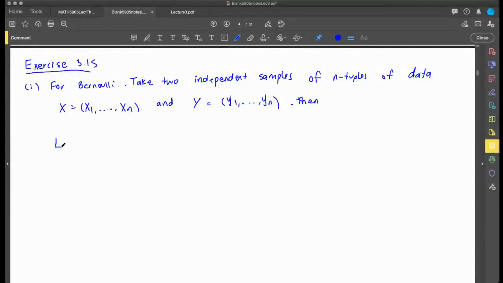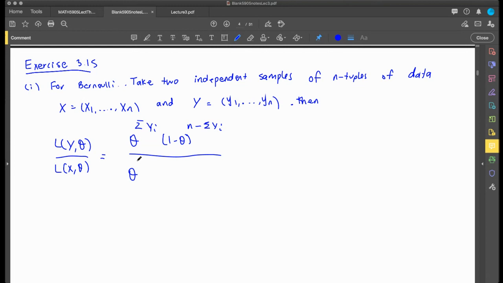All right, we've written the likelihood before, so I don't need to write it again, as we did on the previous exercise, but now we can do it in terms of looking at when this ratio doesn't depend on theta. Now, the likelihood of the y sample is just going to be this expression, n minus the sum of the y_i's. And for the x sample, well, it's going to be the same thing, except it's the sum of the x_i's.